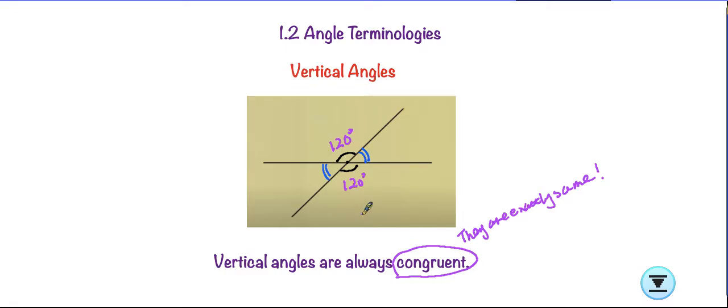So maybe you can stop the video here and look around your room. Maybe you can see where you can find vertical angles.